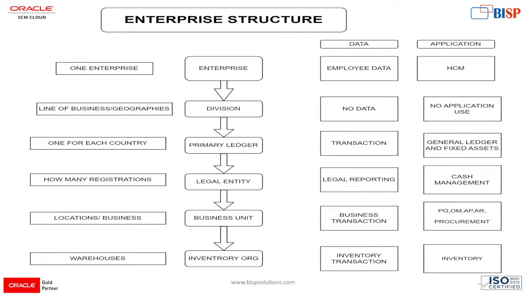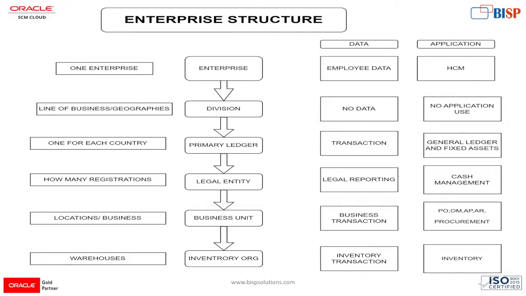And under that legal entity you got business unit. In the business unit, the business transactions happen related to your purchase order, order management, accounts payable, accounts receivable, procurement. All these business transactions happen in the business unit, which is created location wise. And you got an inventory org attached to the business unit based on the warehouses where the inventory details are maintained. And in the primary ledger, the transactions related to general ledger and fixed assets happen.